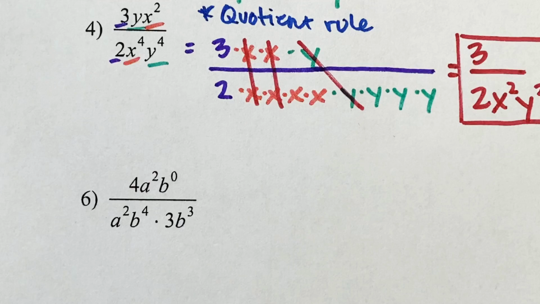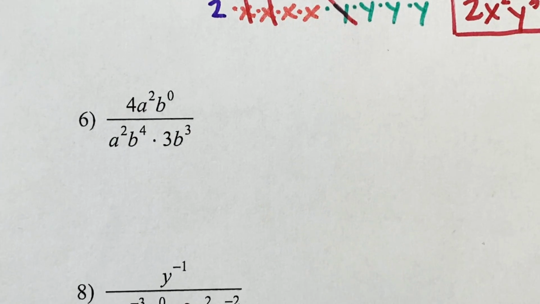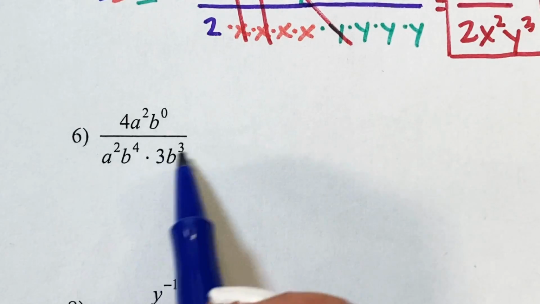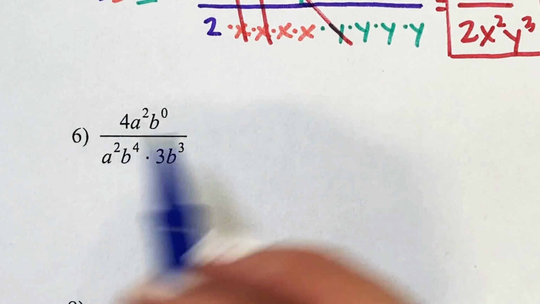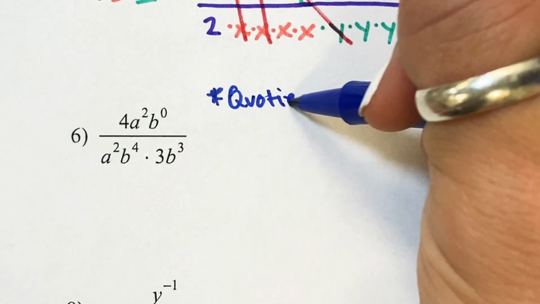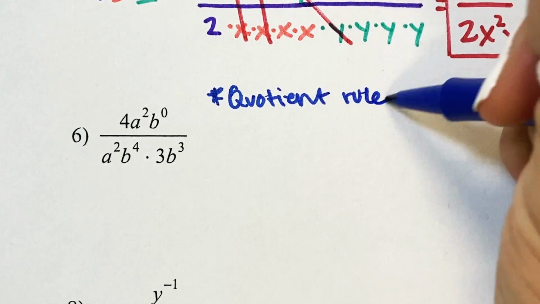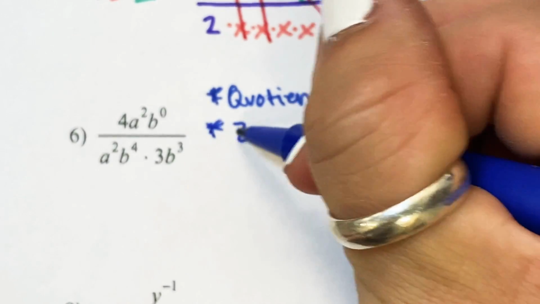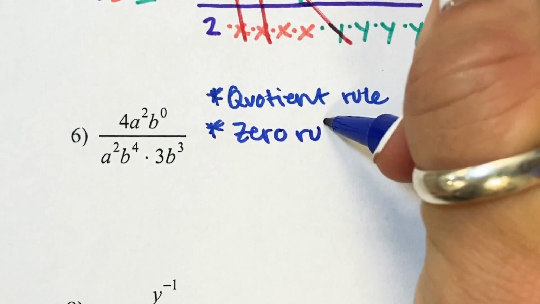Let's go to number 6. Notice we have a few rules that we might actually need to use. What's the very first thing that you might see in number 6? Well, you might see the fraction bar. That tells me quotient rule. But then I also see this to the 0 power. So that's going to tell me 0 rule.